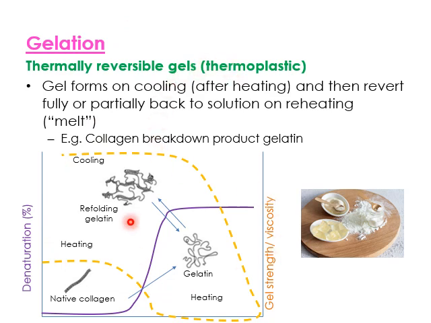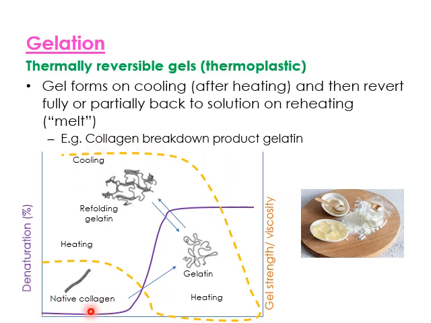And we also have this thermally reversible gel, or we call this thermoplastic. Okay, so these are gels that are formed on cooling after heating, and upon reheating, they're going to revert back into solution, or we call this melting. A good example of a thermoplastic protein is collagen.